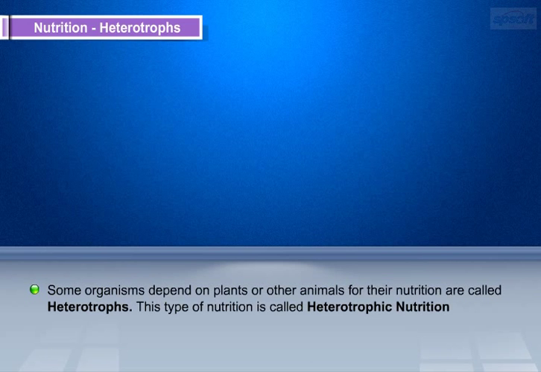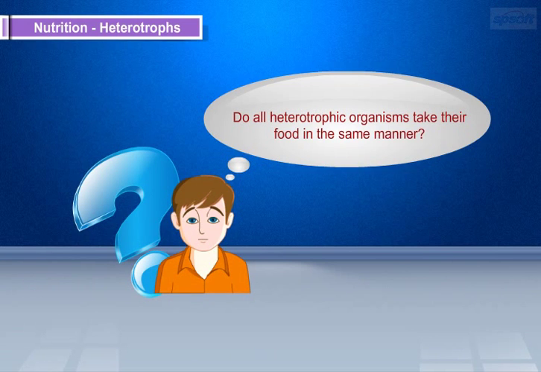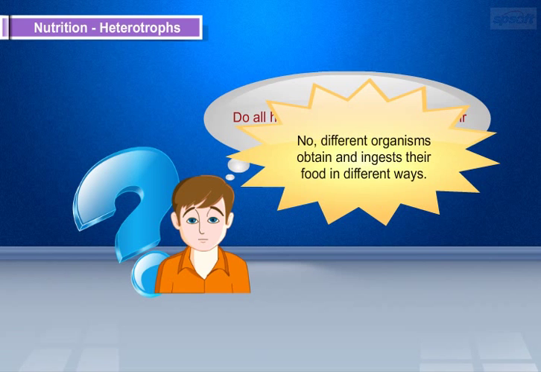What are heterotrophs and heterotrophic nutrition? Some organisms depend on plants or other animals for their nutrition and are called heterotrophs. This process of nutrition is called heterotrophic nutrition. Do all heterotrophic organisms take their food in the same manner? No, different organisms obtain and ingest their food in different ways.